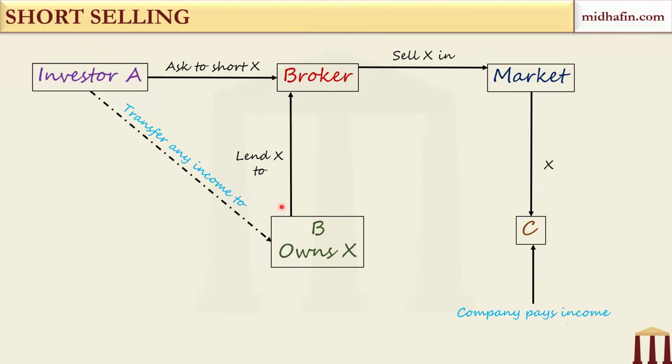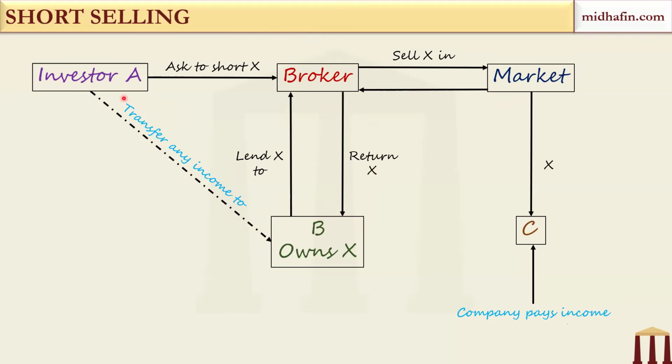And of course, there are two options. Either investor A will ask the broker, okay, my short selling is complete, let's return the share to B. In that case, the broker will buy it from the market and return it to B. Or maybe B will demand, okay, I want my shares back even before A intends to close the short sale. In any case, the broker will have to buy it from the market and give it to B.